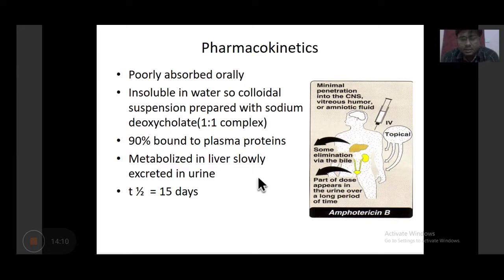It is metabolized in the liver slowly and excreted in urine. You will see in a few slides that nephrotoxicity is a big issue with amphotericin use. The half-life is 15 days. So here you can see in this picture minimal penetration into CNS, vitreous humor, amniotic fluids. It can be given by IV route. It can be given topically, right? There is some elimination of amphotericin by bile, and part of it appears in urine over a long period of time. So it is there in urine for a long period of time, and hence it is very toxic to the kidney.